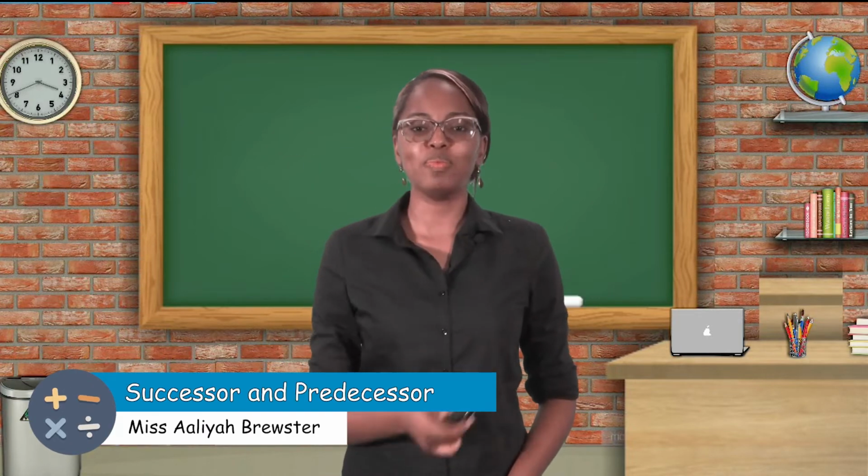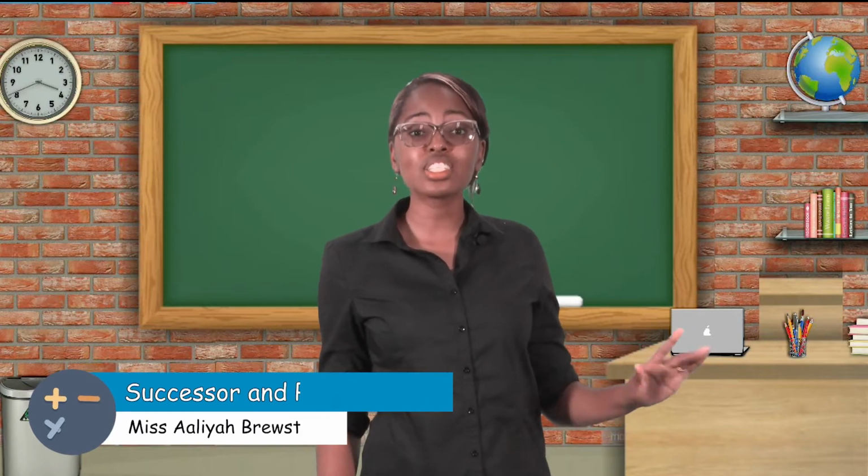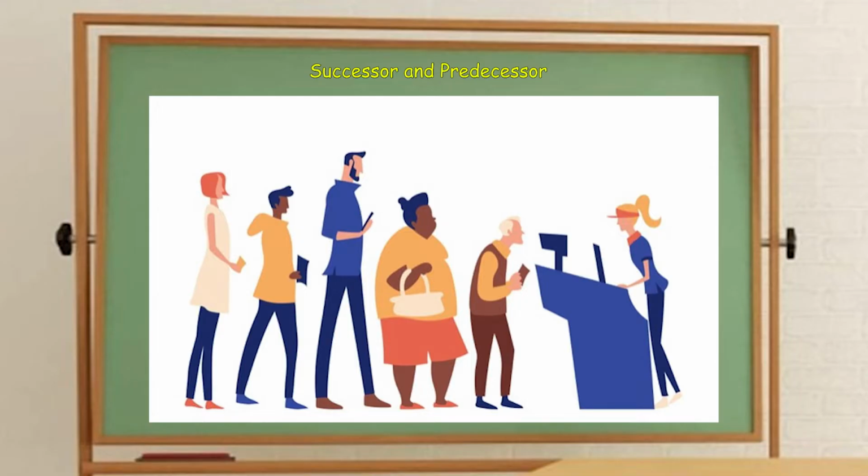Let's begin. To begin today's lesson, we're going to examine 3 photos that will help us to better understand the concept of successor and predecessor. The first photograph, as you can see, is depicting 5 persons that are standing in line at a supermarket. They're waiting to cash and to receive their change.